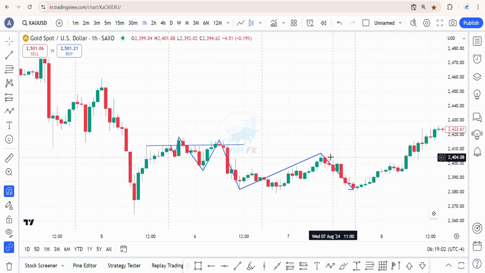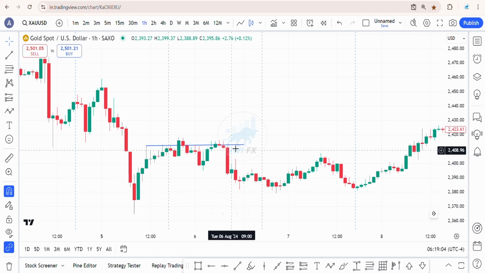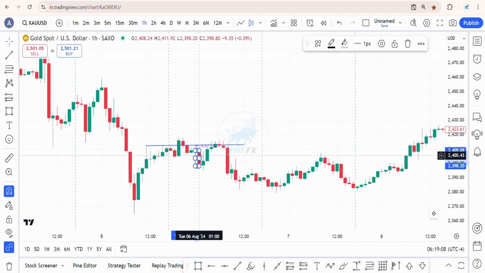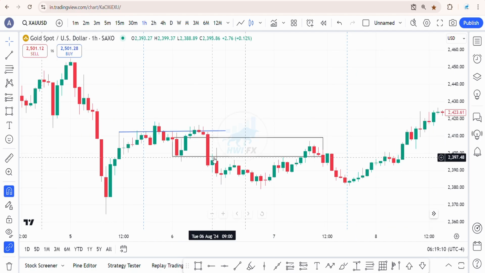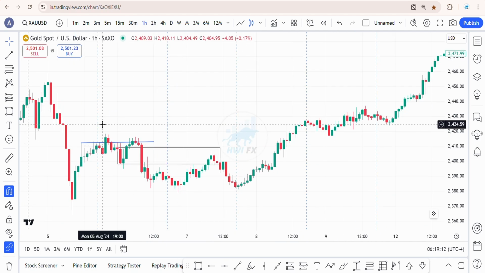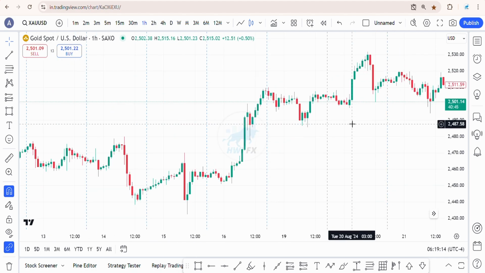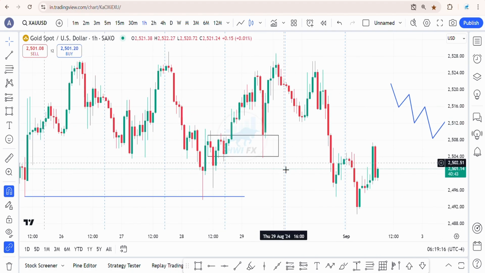So this was a bearish mitigation block. If we see, this becomes the mitigation block here. Okay, so this was a very nice example of a bearish mitigation block, and that was a bullish mitigation block.